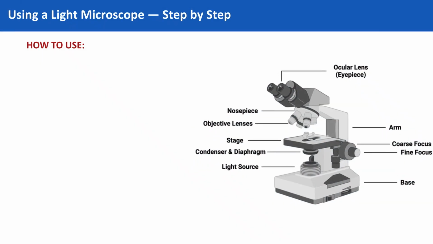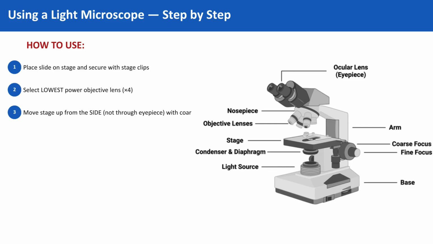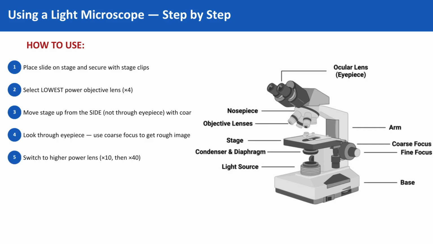Here is how we use a light microscope correctly. The first step is to place the slide on the stage and secure it with the stage clips. The second step, select the lowest power objective lens, like times 4, to start. The third step is to move the stage up, watching from the side, not while looking through the eyepiece, using the coarse focus knob. In the fourth step, look through the eyepiece and use the coarse focus to get a rough image.